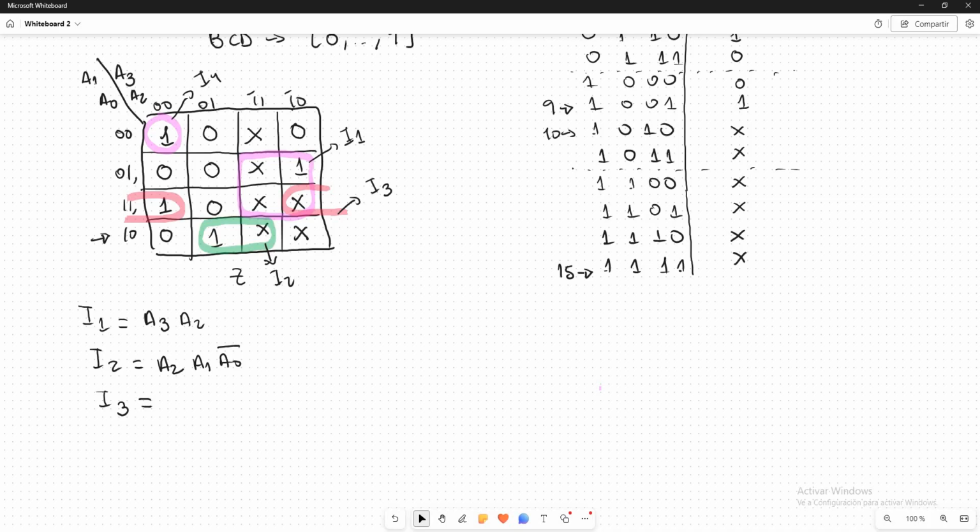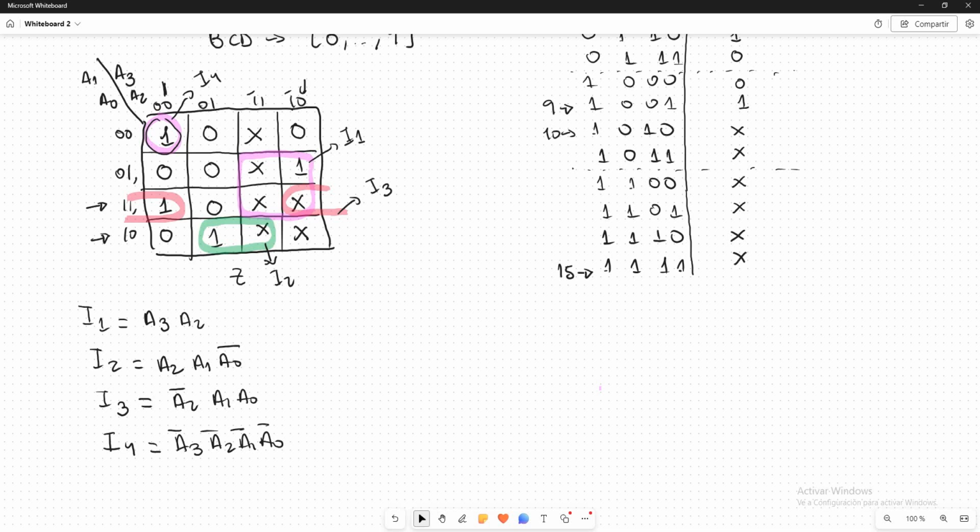Implicant 3 is, the variable that doesn't change is A2 negated. In this row, A1 and A0, both of them not negated because they are 1. Implicant 4 is just this element. So it's just one element. It's a minterm of the function. We have all the variables involved. So all of them are 0.